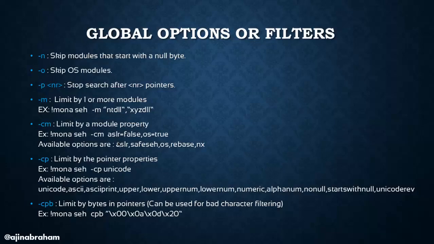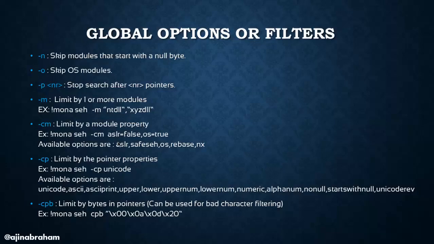And -cp is to limit the search by pointer properties. Like if you want the PPRs or call dword that are Unicode compatible, you can specify it like -cp unicode. Here actually the seh command will get you all the PPR or the call dword instructions. Some of the other options are like unicode, ascii, asciiprint, upper, lower, numeric, etc. And -cpb is to limit the search by bytes in pointer.